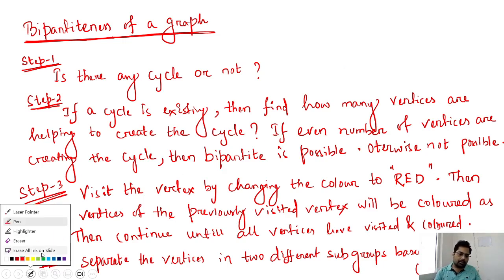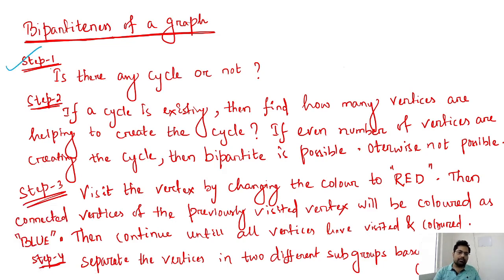So the first step is we have to check whether there is a cycle or not. If there is a cycle, then we have to check whether an even number of vertices are creating the cycle or not. Then step 3, we start and color as red, next as blue, until we have visited and colored all the vertices. Step 4 says we have to separate the vertices into two different subgroups based on their colors.